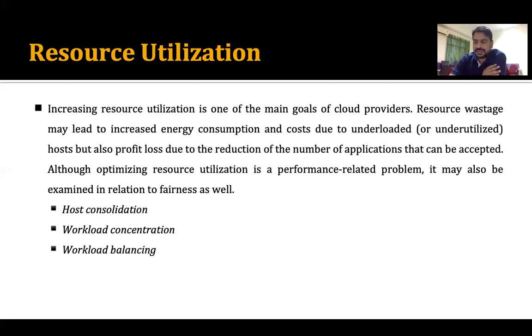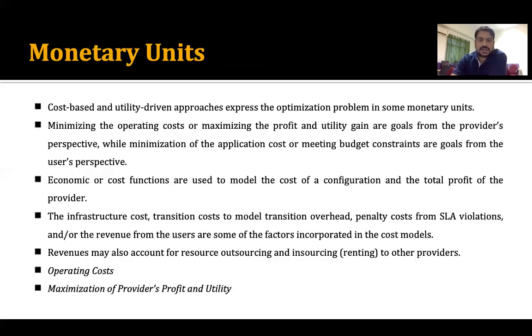Workload concentration. What happens in that? If the application requires a number of tasks or a number of works, that work will be concentrated in one physical machine and we give all the work to one physical machine. Second may be the load balancing, workload balancing. Maybe the workload is so high for one physical machine to satisfy, so we give it to those physical machines which are underutilized. This is about resource utilization.